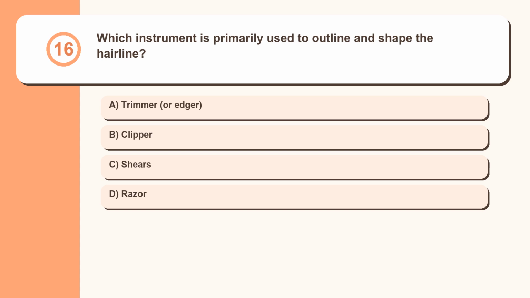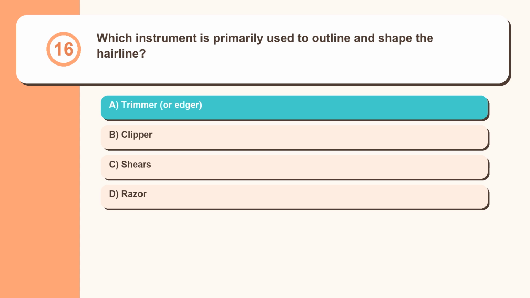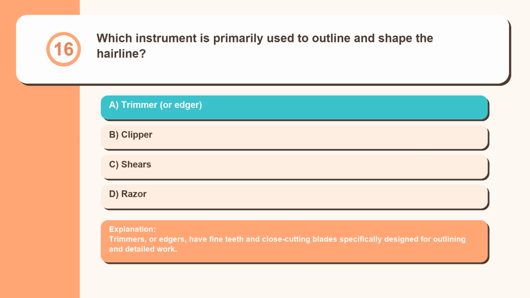Question 16. Which instrument is primarily used to outline and shape the hairline? Trimmer or edger, clipper, shears, razor. Trimmers, or edgers, have fine teeth and close-cutting blades specifically designed for outlining and detailed work.